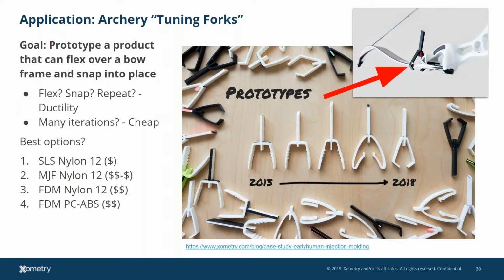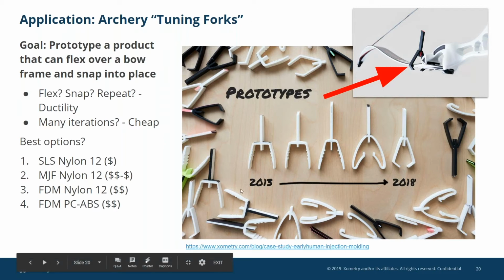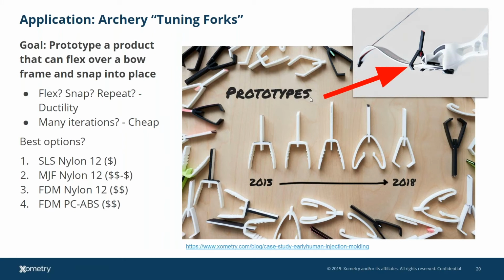And they're also looking for many iterations. I mean, just look at this picture here. You can see this is not just one order. This is orders over the years. So they're looking for something that's more economical. You'll also see in this picture, I think, with my guess here, everything that you see here is SLS nylon. And that was what I would choose as well in this application.